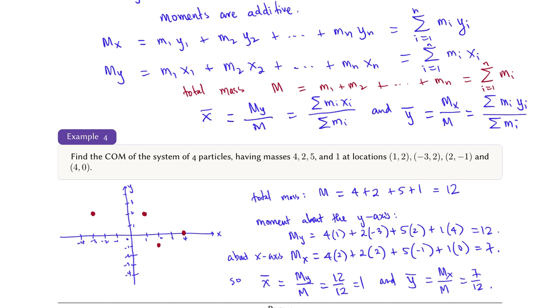The center of mass is therefore (1, 7/12), which is located right about here. This is where the system of particles balances, or the fulcrum.